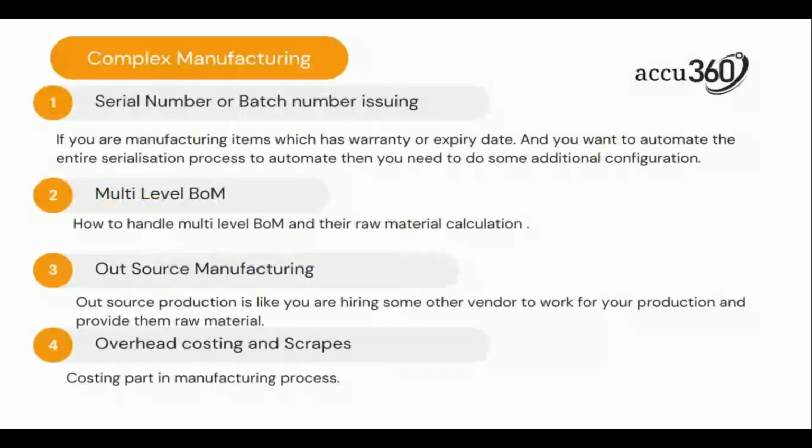Okay, and likewise if you are producing some FMCG product like food products or medicines, where you need to maintain the batch. So we will see how to do the batch system and serial number system, and also the multi-level bill of materials. Also the outsource productions. Outsource production is like when you provide the entire raw material to someone, and they give you back the finished product. That is called outsource production. And also we will see how to calculate the overhead costing and the scraps, like the byproduct or any scrap.